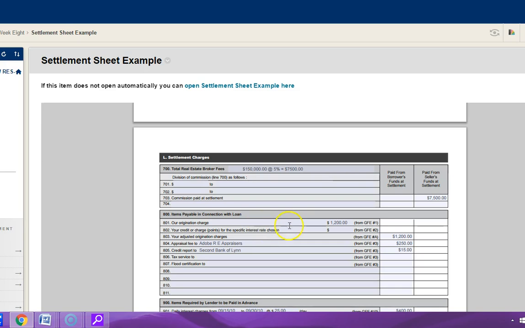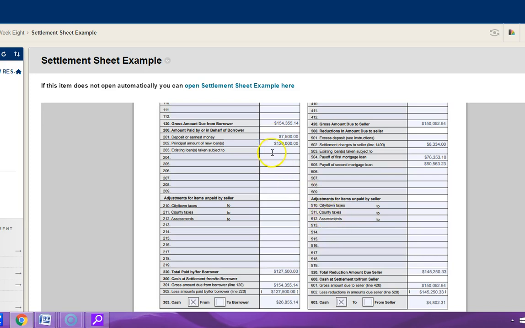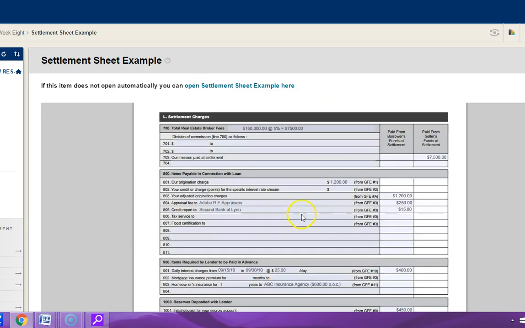Right? An origination charge is a charge for something that we call points. And points are prepaid interest. It's interest that you pay at the time you take out the loan, typically to buy yourself a lower interest rate. So it's usually a percentage of your loan amount. So here it's a $120,000 loan, and the points are 1%. This is 1% of the $120,000. So you multiply 1% times $120,000 and you'll get $1,200. And that's how that number appears here and there.